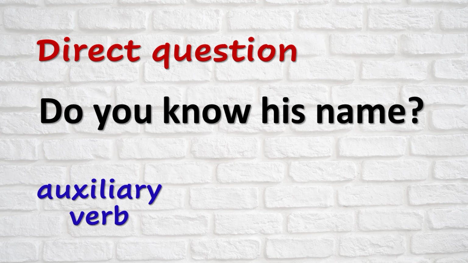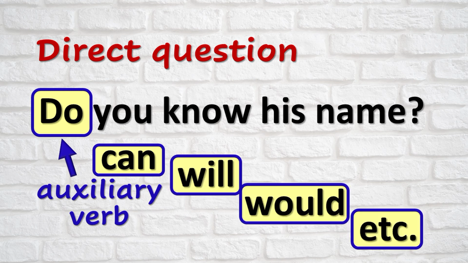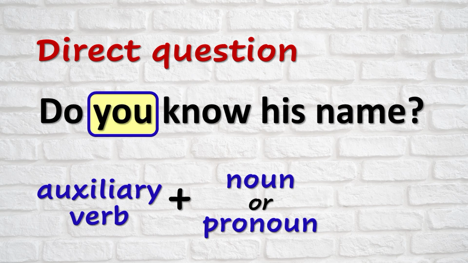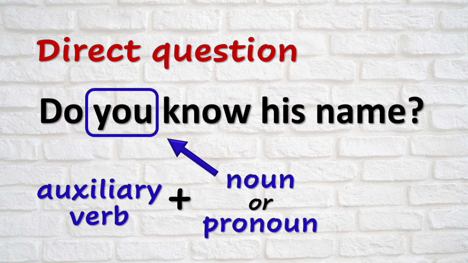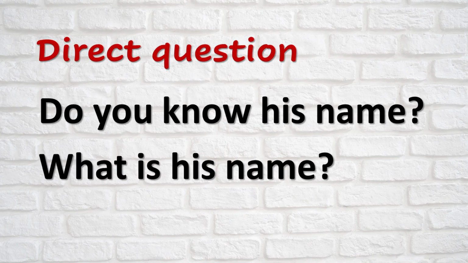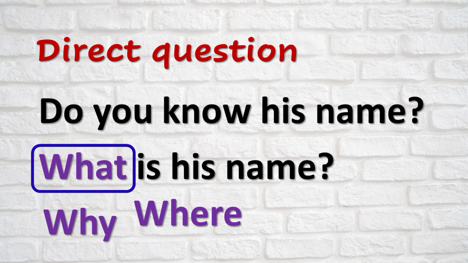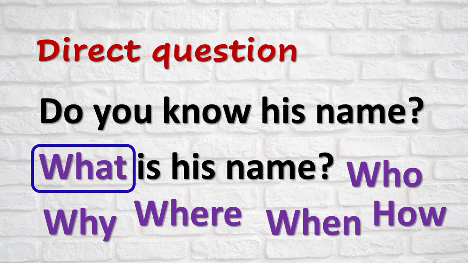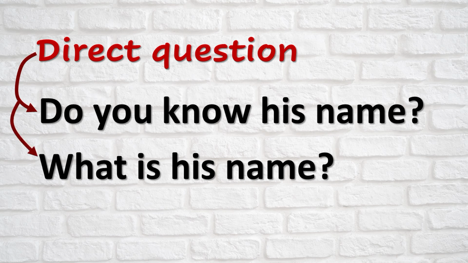A direct question usually starts with an auxiliary verb such as do, can, will, would, etc., followed by a noun or pronoun, and then the main verb. For example, do you know his name? We have the auxiliary verb do, followed by the pronoun you, followed by the main verb, in this case know, which is always in the base form. A direct question can also start with an interrogative adverb, such as what, why, where, when, who, or how. For example, what is his name? These are both direct questions.